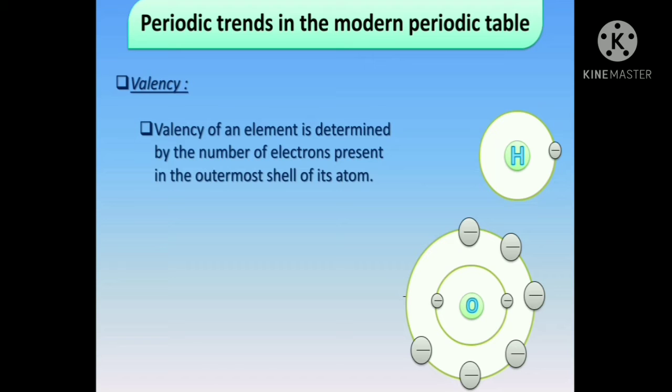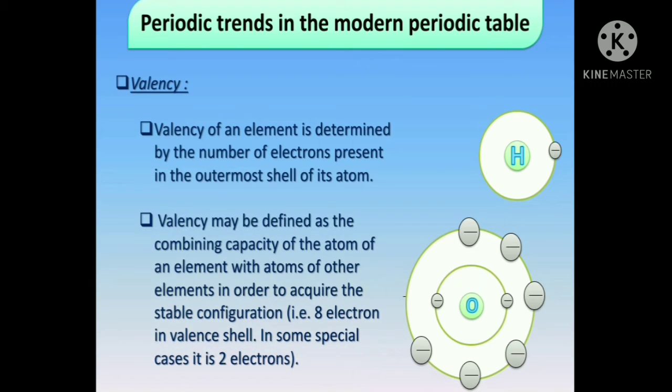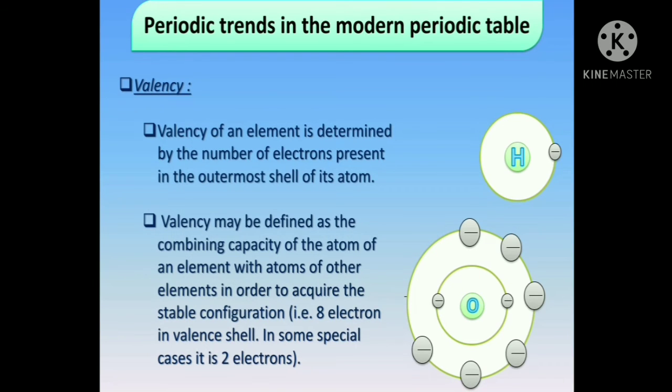If we consider this, then valency may be defined as the combining capacity of the atom of an element with atoms of other elements in order to acquire the stable configuration. What is the stable configuration? That is 8 electrons in the valence shell, or in some special cases like hydrogen and helium, it is 2 electrons in the valence shell.